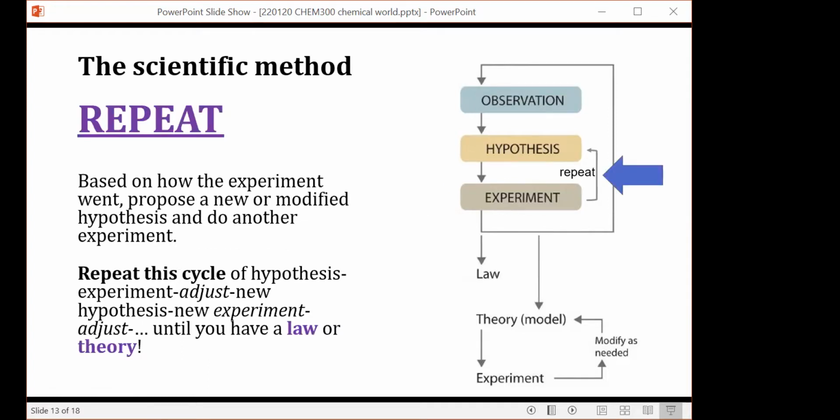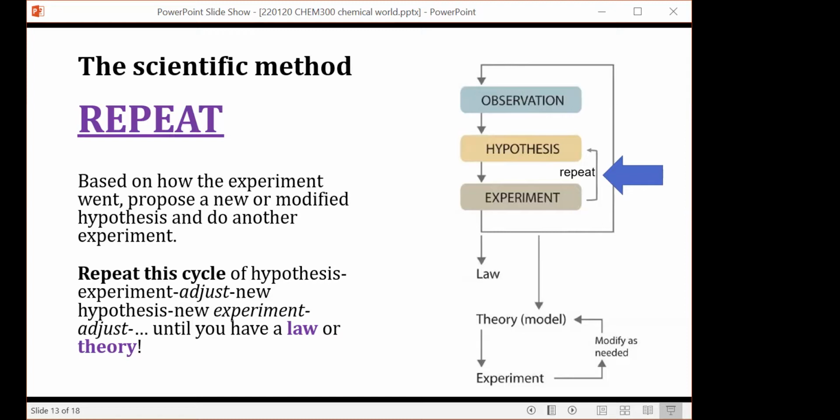Then the most important part is you repeat. Each time you perform an experiment, a test, based on how it goes, what your results show, then you modify your hypothesis, propose a new one to further develop that knowledge. And so you want to repeat this cycle.